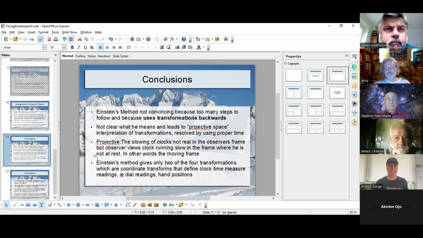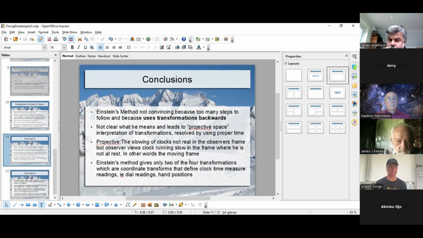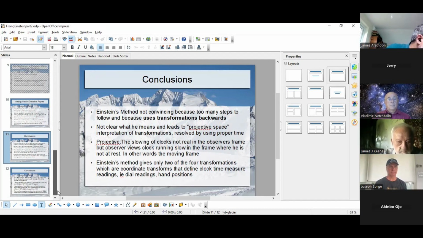Okay, and so then finally at the bottom here, we only have 2 of the 4 transformations that I've been talking about. So his theory is kind of incomplete because he doesn't get all of the transformations that I have in my theory. That is an attempt to sort of clarify a lot of the confusion. Okay, so that's kind of the end.